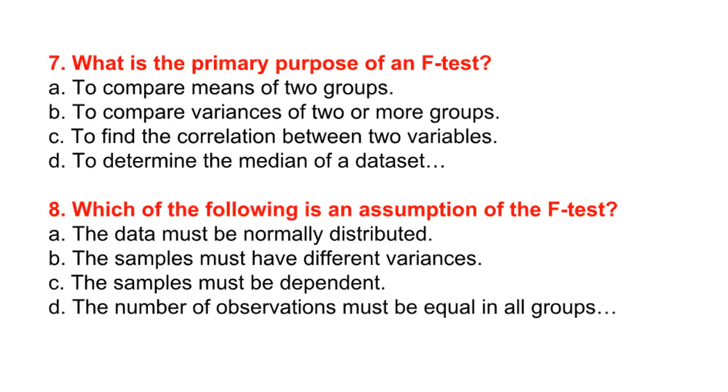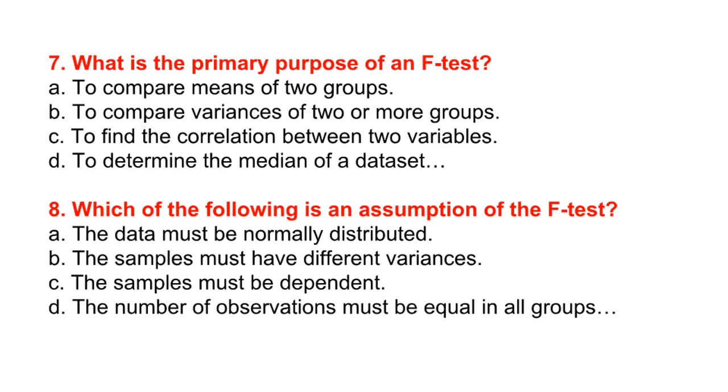7. What is the primary purpose of an F-test? A. To compare means of two groups. B. To compare variances of two or more groups. C. To find the correlation between two variables. D. To determine the median of a dataset. Answer: B. To compare variances of two or more groups.